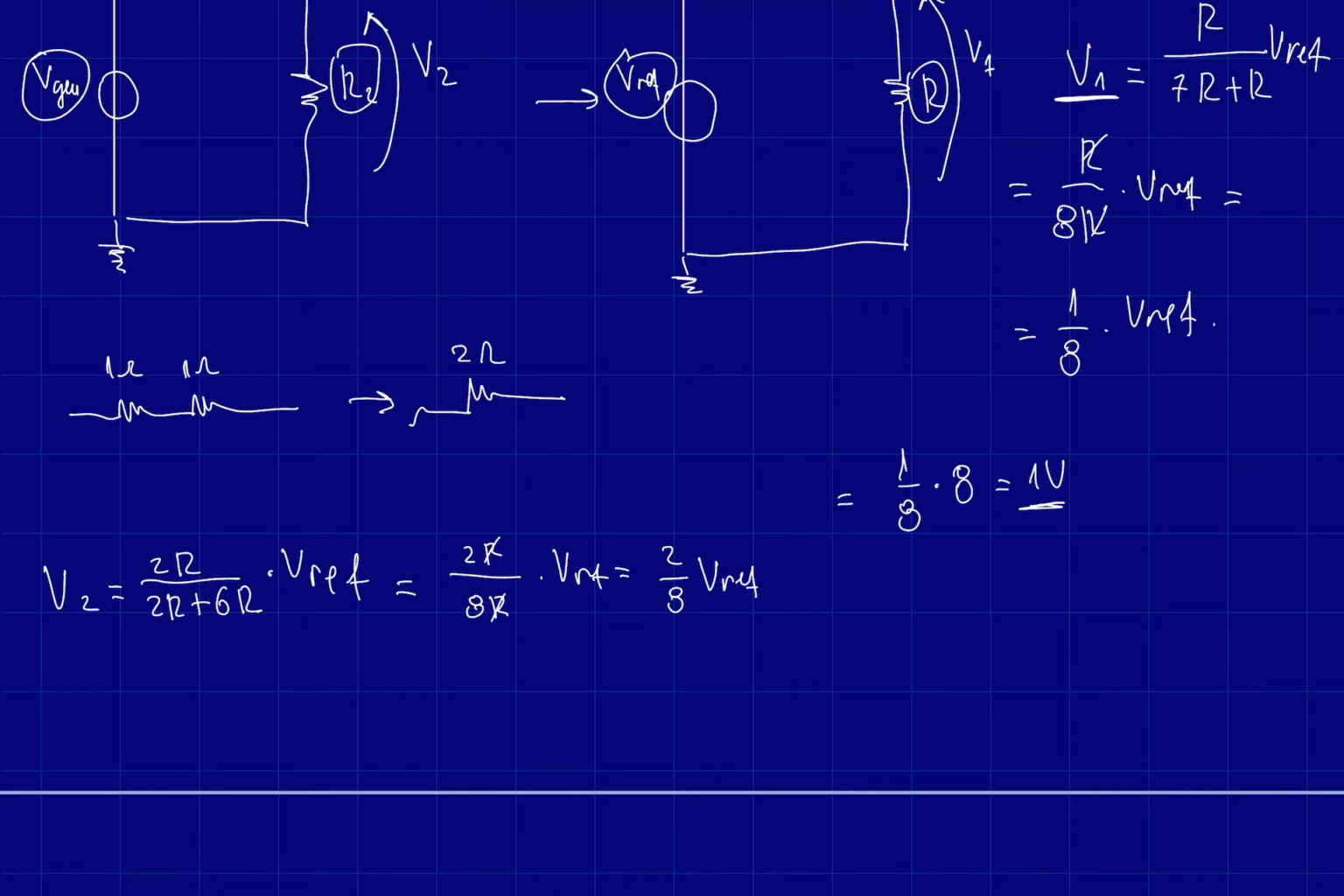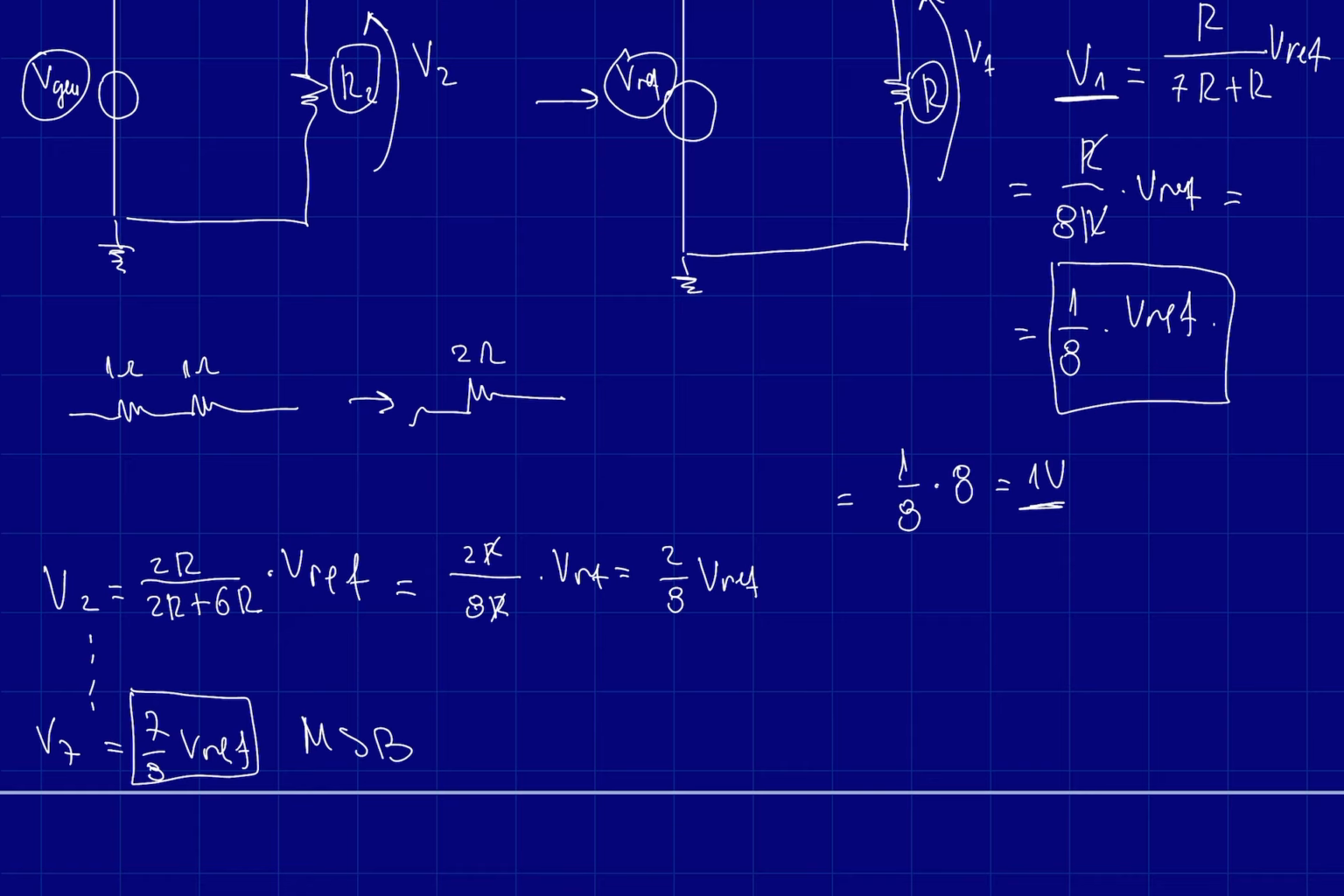If we continue with the same reasoning for every node in the flash ADC, we'll have V7 equal to 7/8 Vref. As you can see, V1 is the smallest one, and V7 is the biggest one. So that's why we call V7 our most significant bit, MSB, and V1 our least significant bit, LSB.